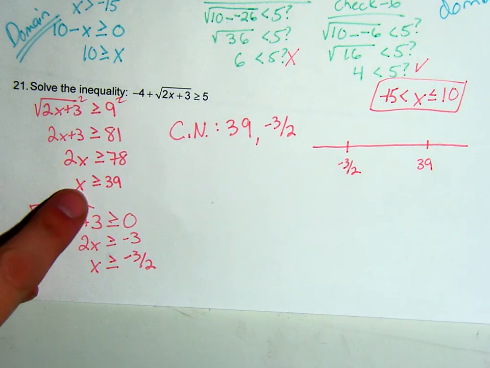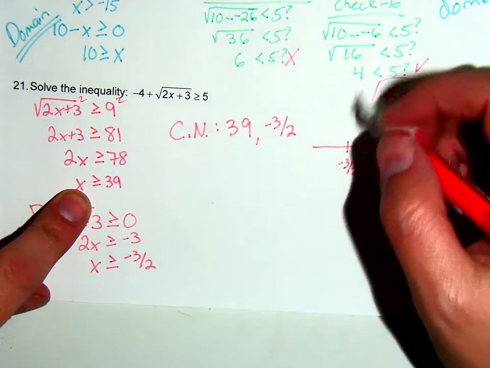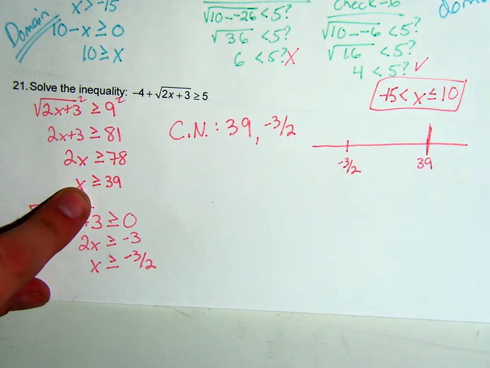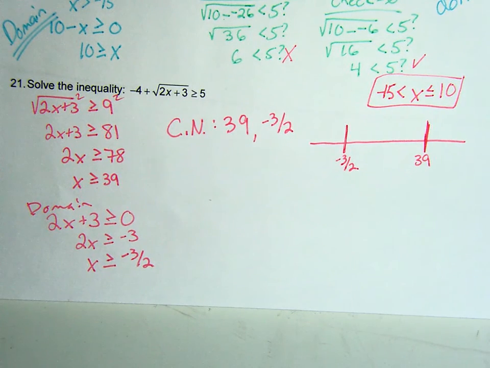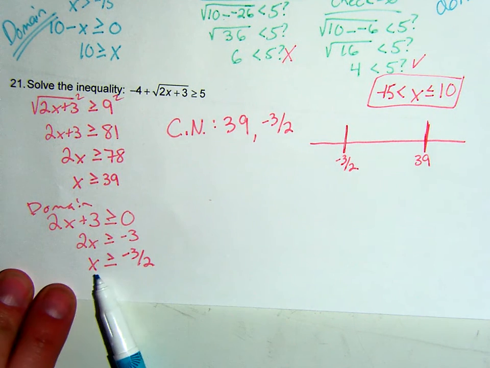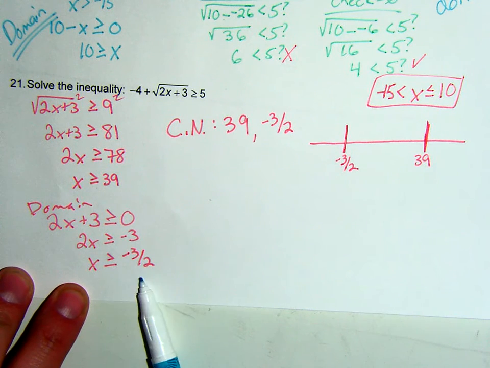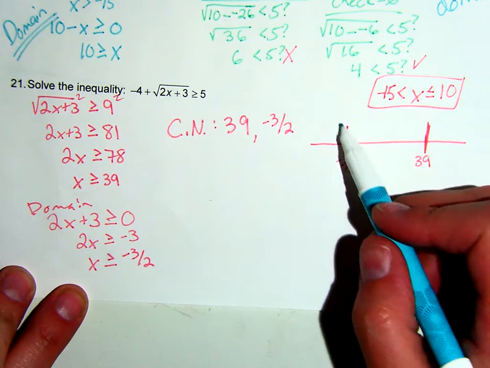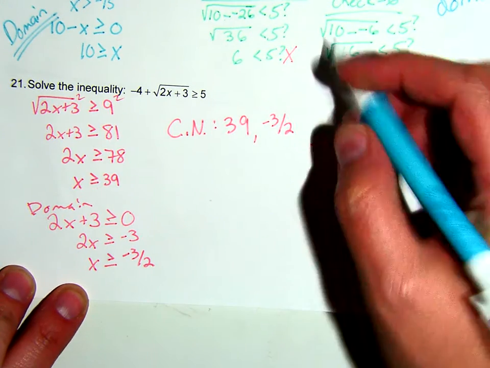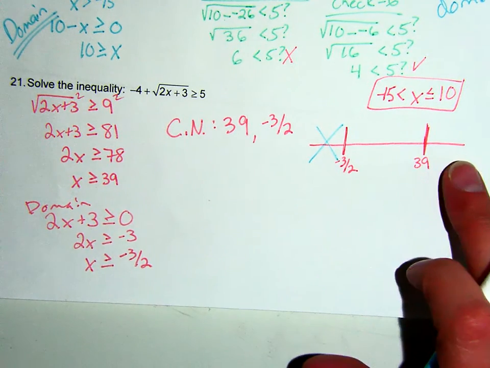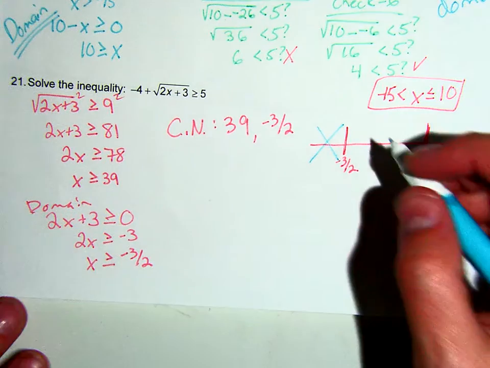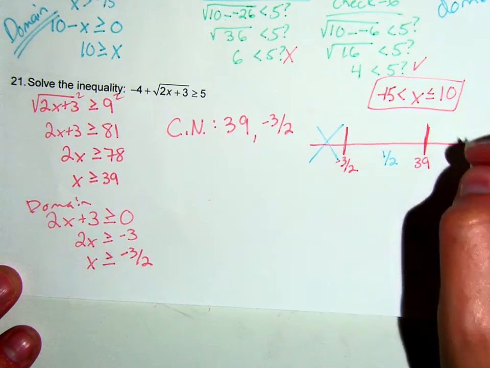Now, our original inequality symbol was an equal to, so our 39 is a solid line. Our domain is an equal to, so that also is a solid line. Again, we want to cross off the section that does not agree with the domain first. It says x is greater than or equal to negative 3/2. The section that is less than is the section to the left. So that section gets crossed off. We need to pick numbers in both of the remaining sections to check. I am going to pick 1/2 and 40.